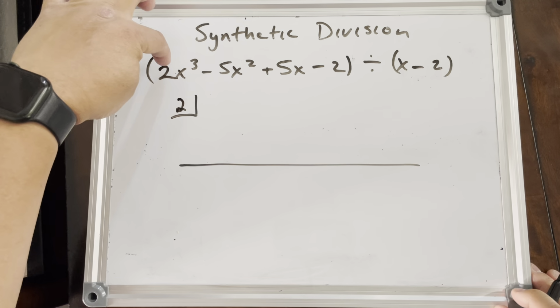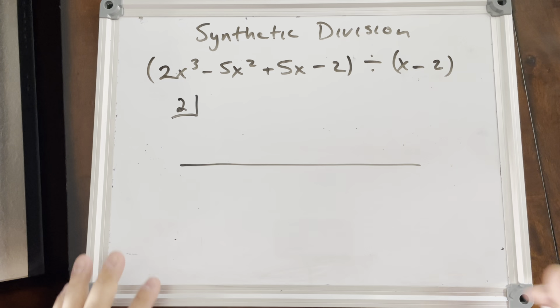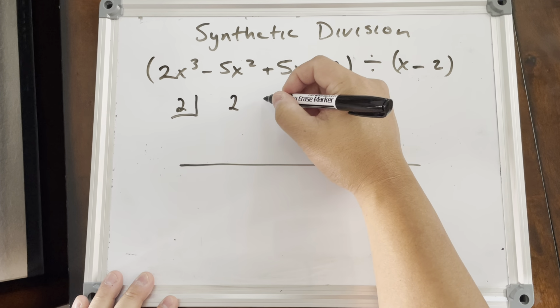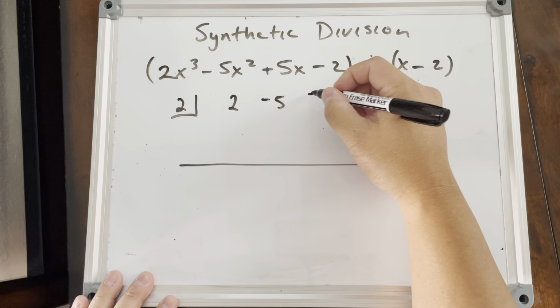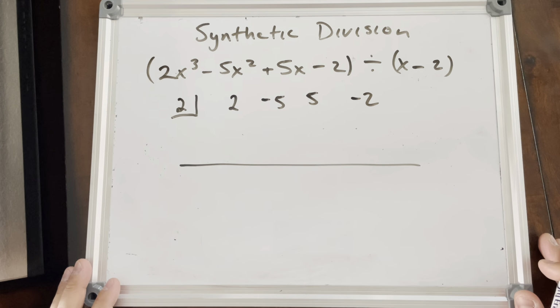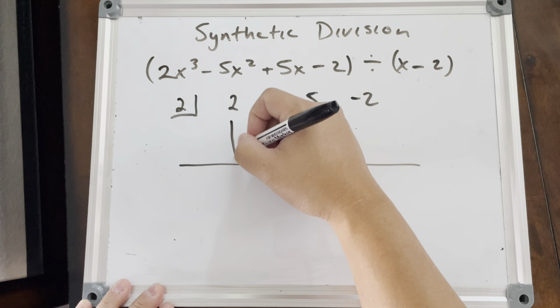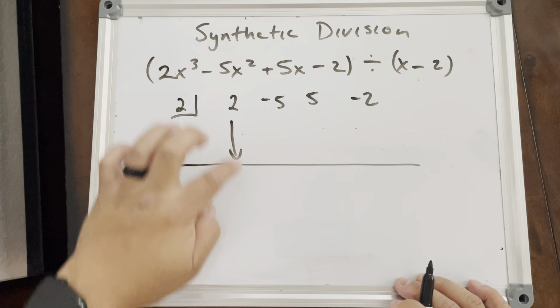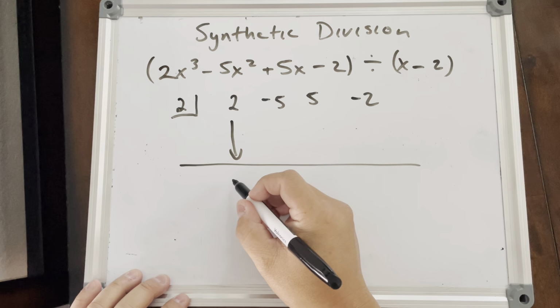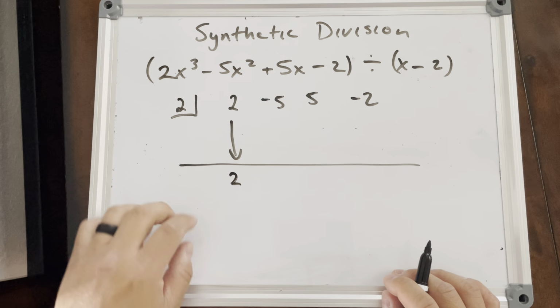Then all you're going to do is write the coefficients going across here without any of the x's. So it's going to be a 2, a -5, a 5, and a -2. I just wrote the coefficients across. The first step is always to drop the first number down, and you're going to make this a 2. It just drops straight down. You don't change it, you don't do anything to it.